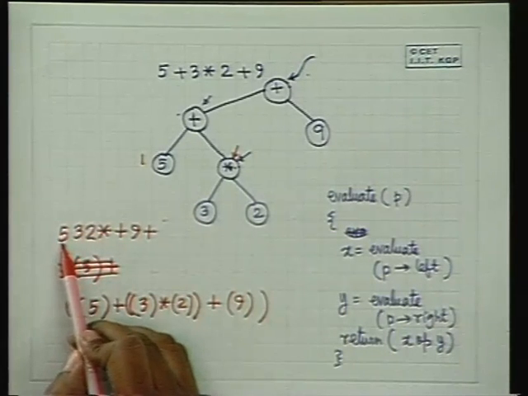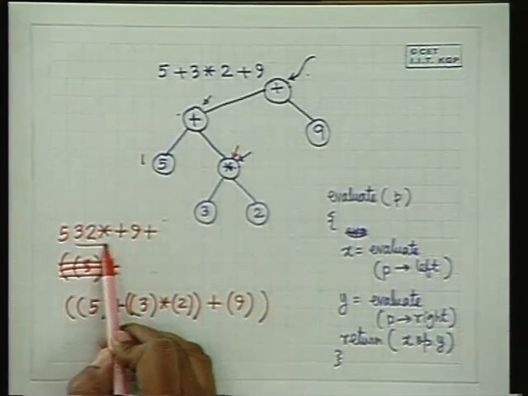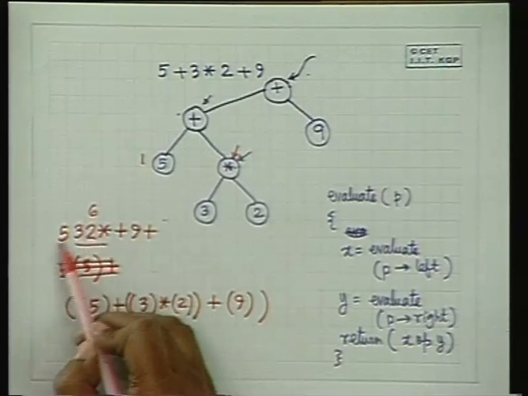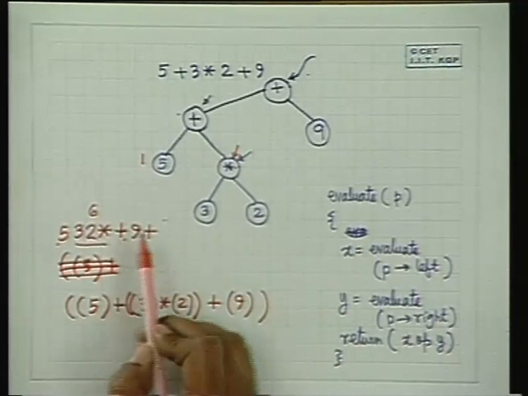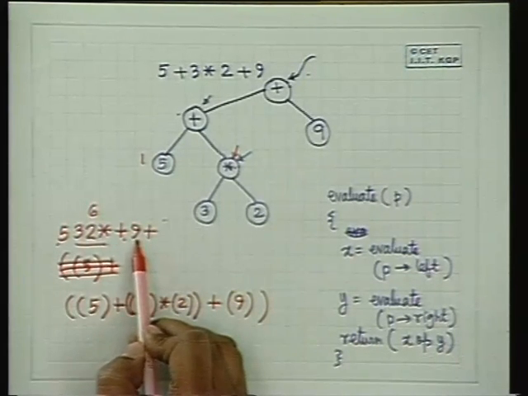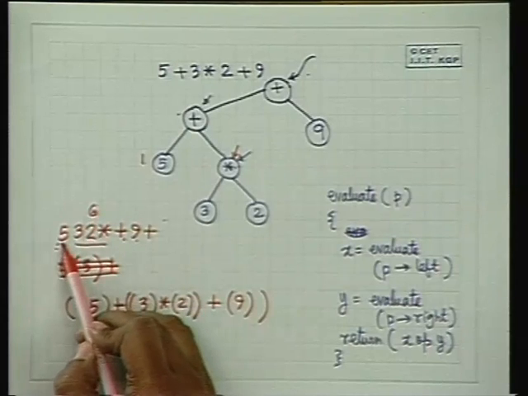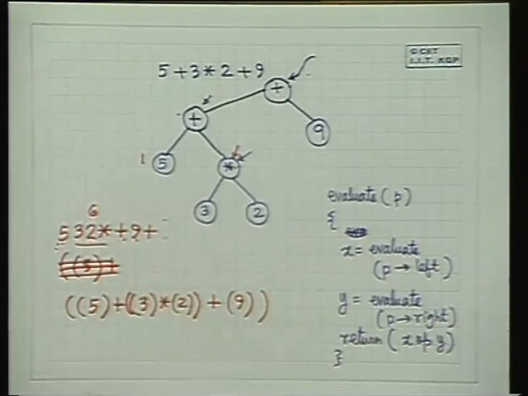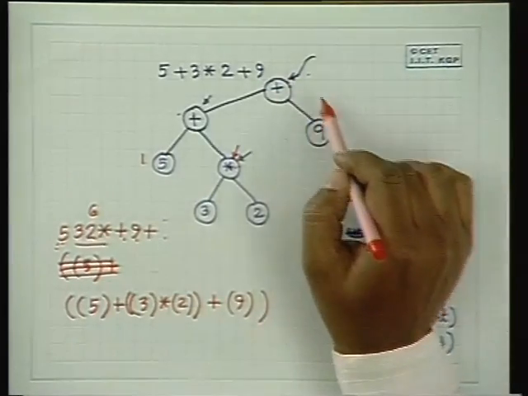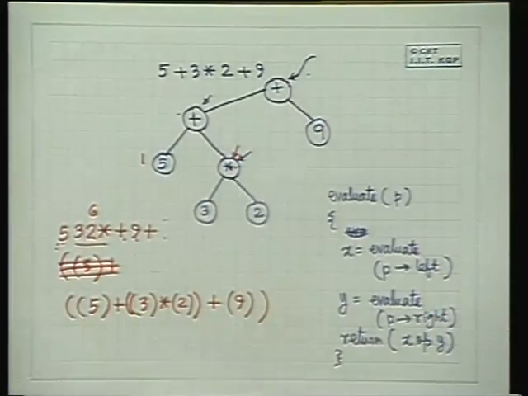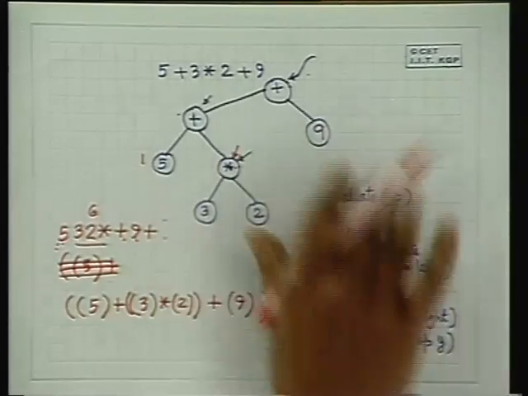What does this mean? 5, 3, 2. So these two will be done first, and you will get 6. Then this and this and this will be done. Postfix evaluation. And then whatever you get, 5 plus 6 is 11. 11 plus 9 will give you 20. This is how you will get it in postfix. And if you do pre-order, you will get the prefix notation. So this is another use of trees as a data structure, not merely as search trees.